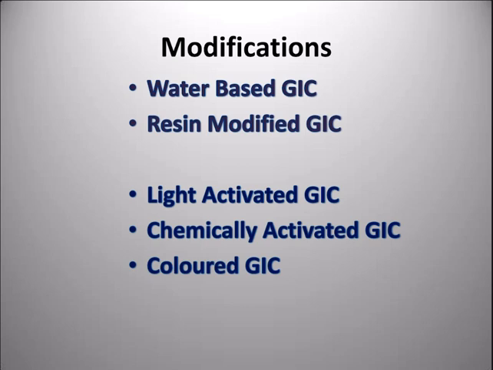Now coming to the method of activation. See, resin modified GIC is basically a resin and it gets activated by light. We all know how it is, because it's a resin and it gets polymerized.